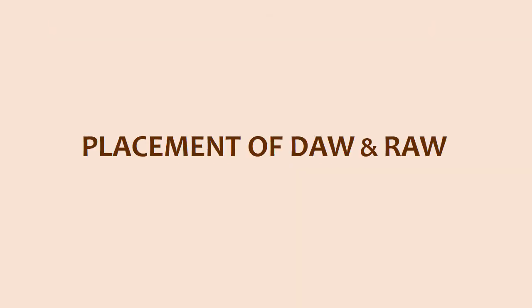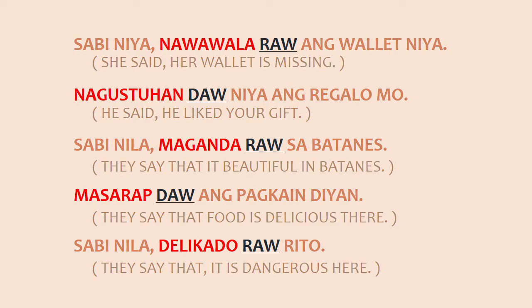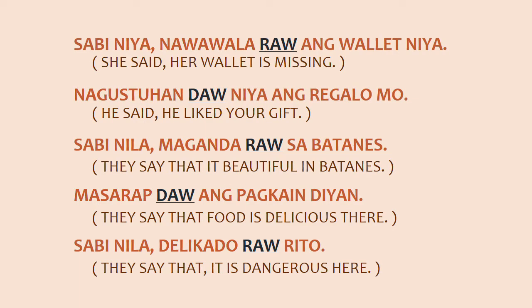Okay, before we end, you may have noticed already that it is quite tricky to tell where exactly to put daw and raw in the sentence. But if you're going to decide, just put it right after the adjective or the verb. You know how in Tagalog we construct our sentences differently? We put the adjective or verb first and then the subject. So, just put daw and raw after the adjective or the verb. But this isn't always going to be correct.